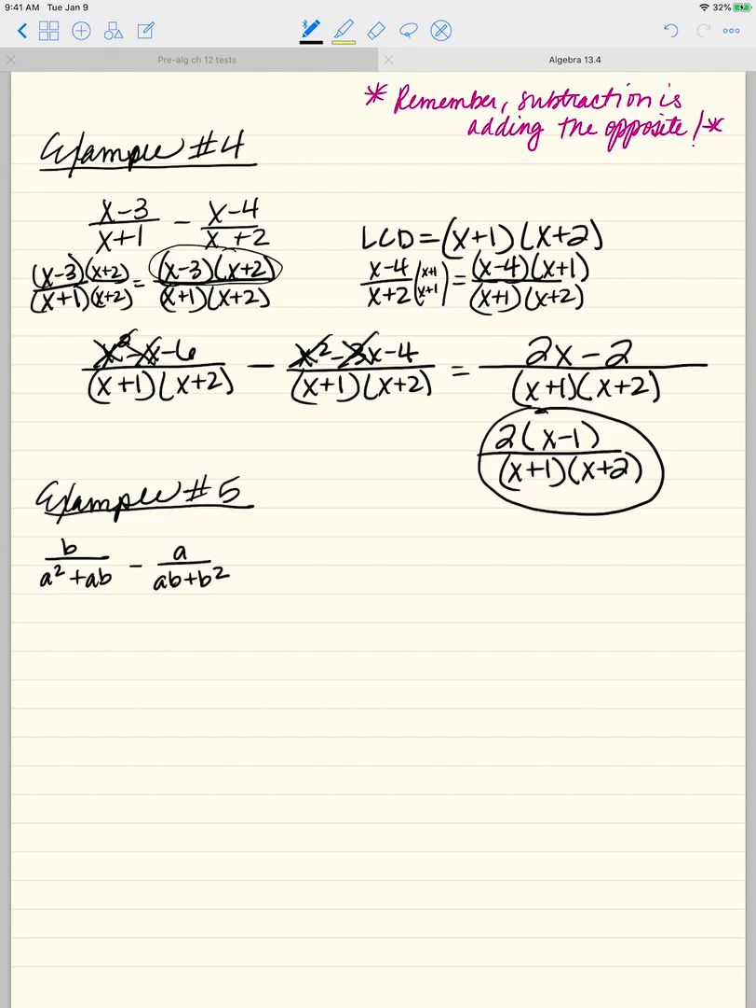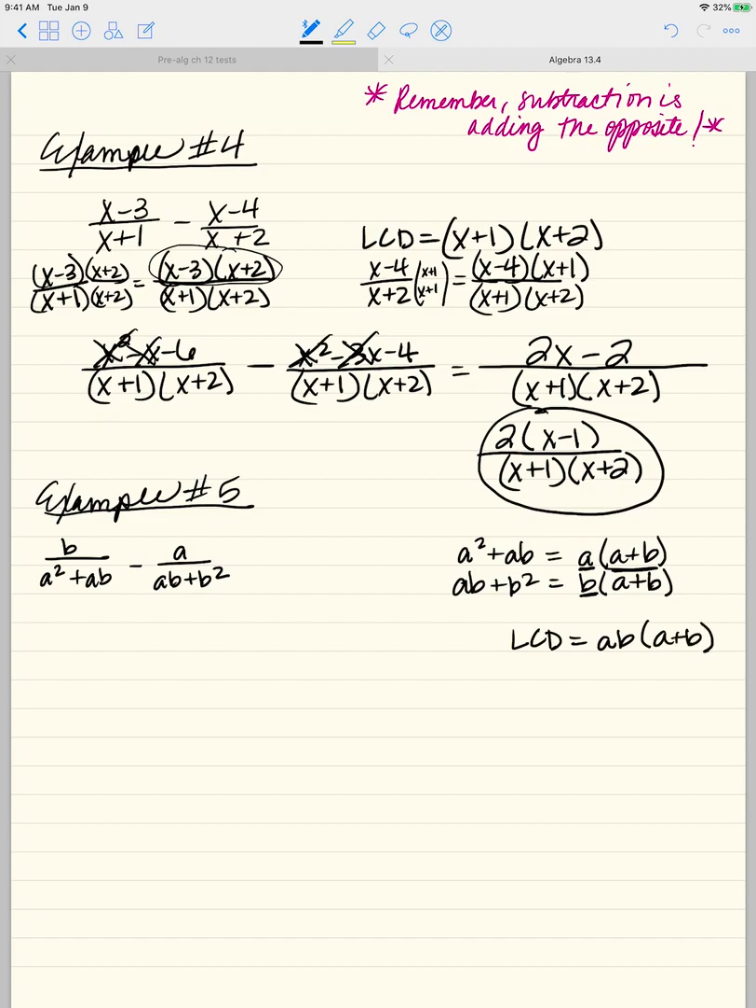All right, so continuing on here with example number 5. First step, we need to factor out these denominators so that we can find our lowest common denominator. So a squared plus ab factors to a times a plus b, and ab plus b squared factors to b times a plus b. So LCD is going to be a times b times a plus b.